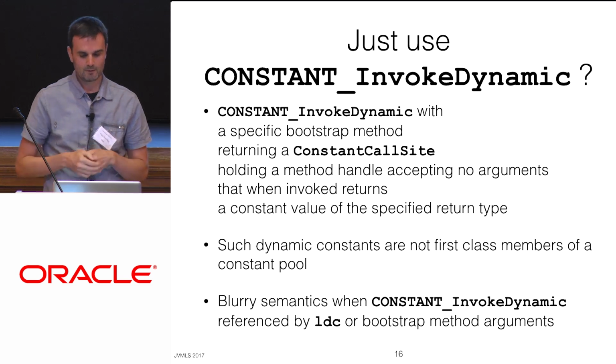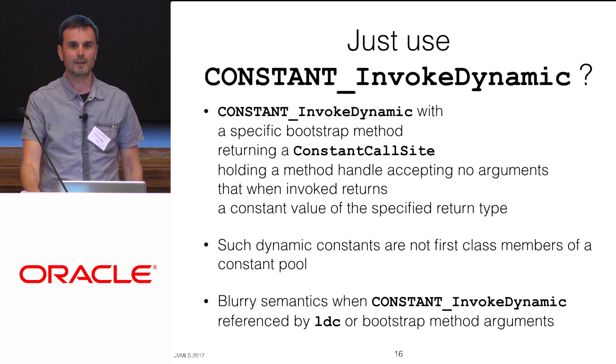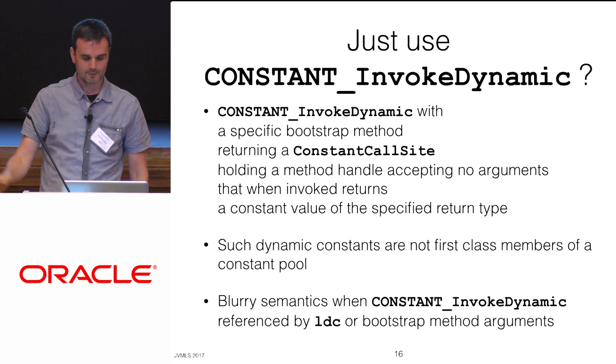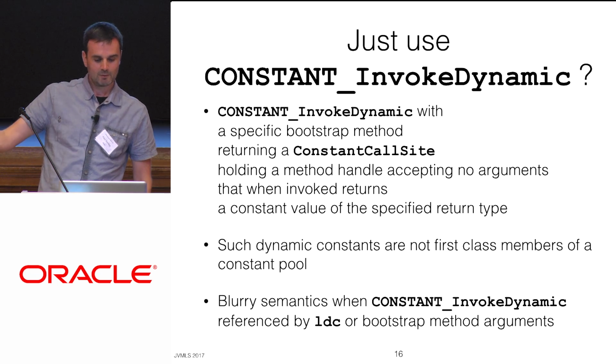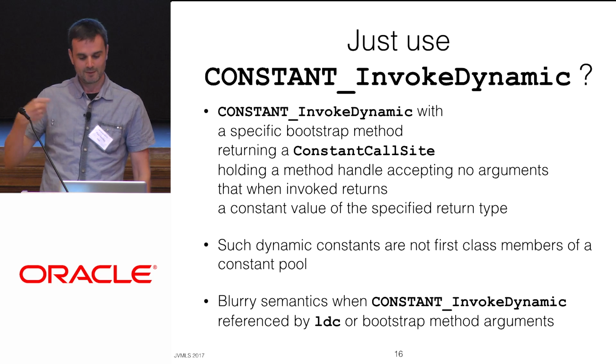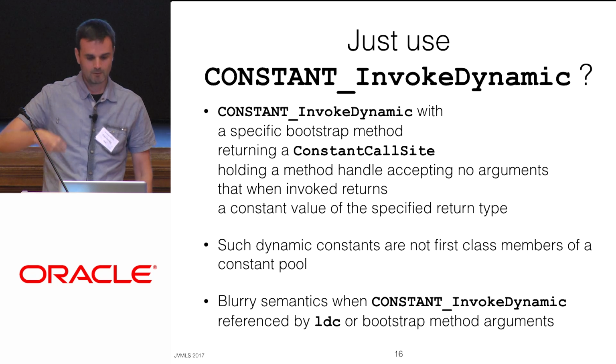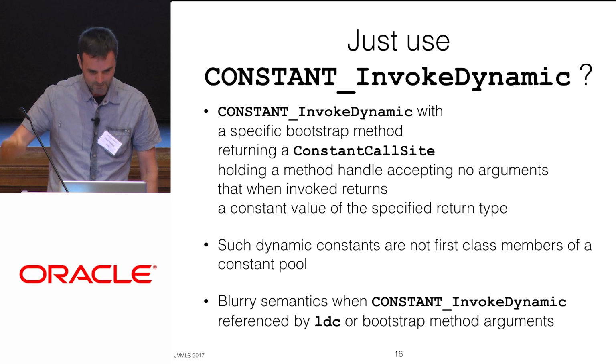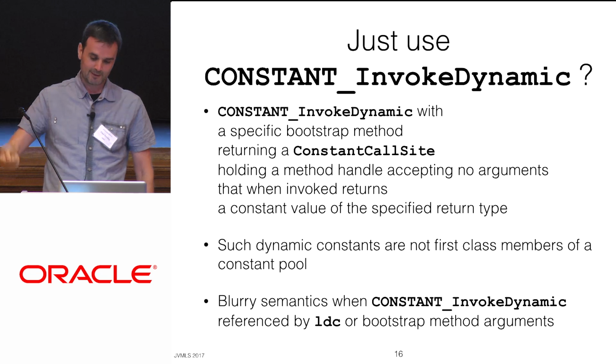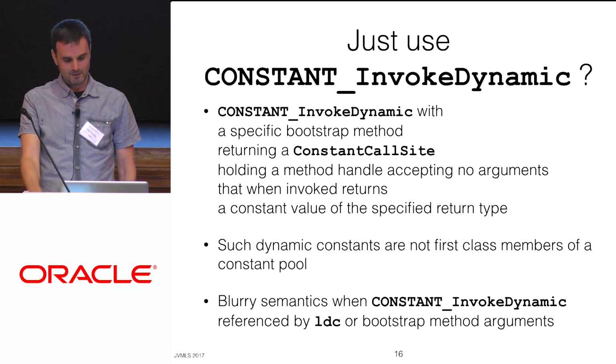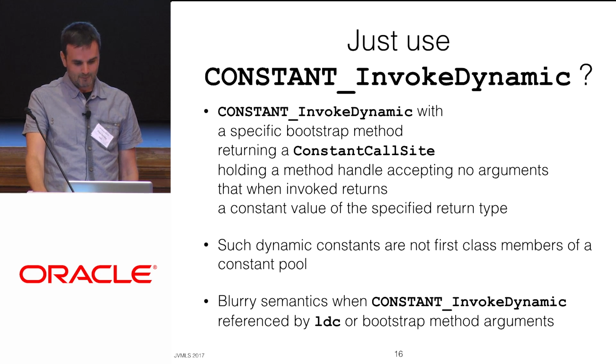We could do this just using InvokeDynamic. Why can't we just use InvokeDynamic with constants? So we have a constant InvokeDynamic with a specific Bootstrap method we define, returning a constant call site, holding a method handle, accepting no arguments, so an invoke returns a constant value of the specified return type. That is a mouthful.